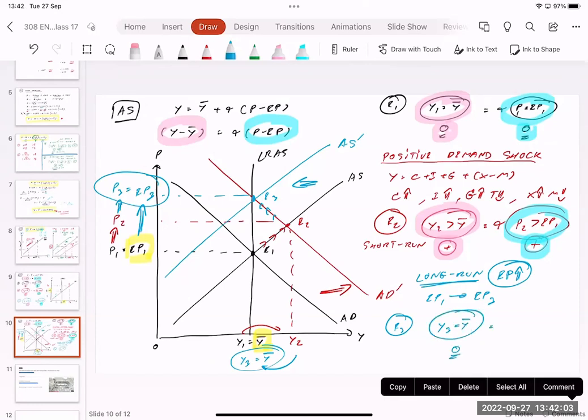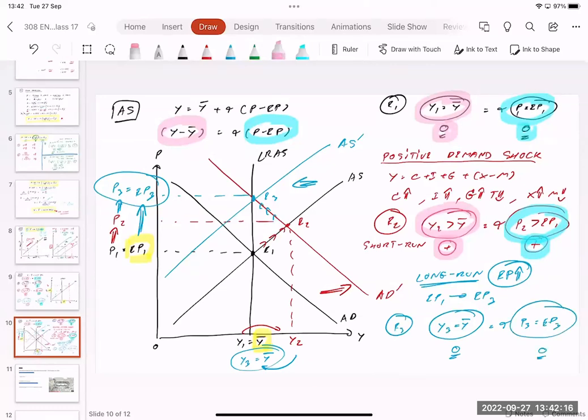The left side of the equation equals 0. Even though the price went up a little bit more, P3 is now equal to the expected price EP3, so the right side of the equation also equals 0. So we have the equilibrium point in the long run again. You see that the price comes back to equal the expected price, and GDP equals Y bar, the full employment level. This is how the economy adjusts itself when you have a positive demand shock.